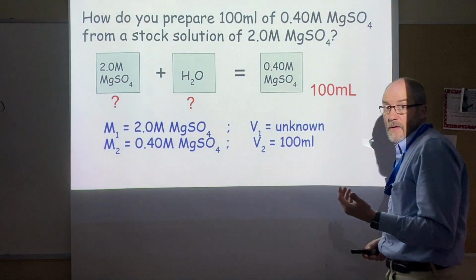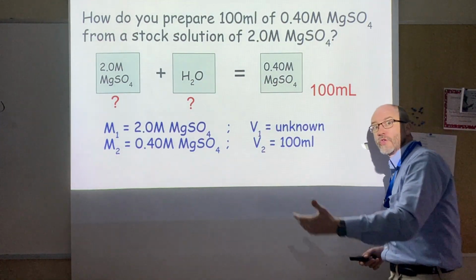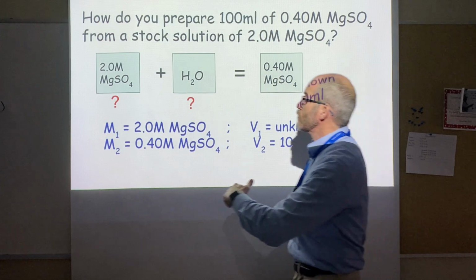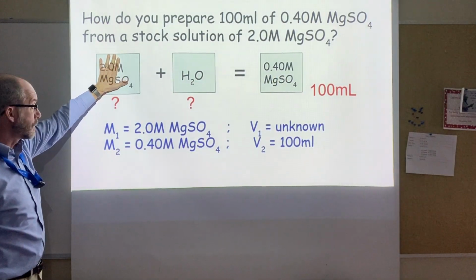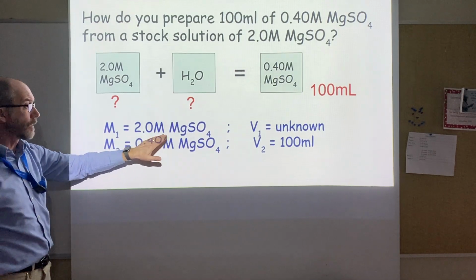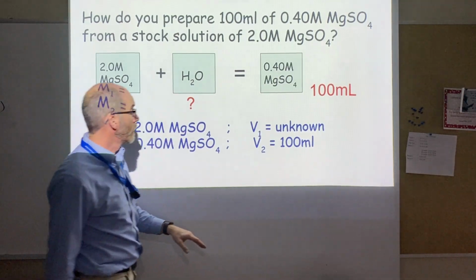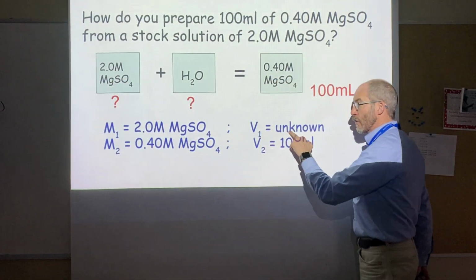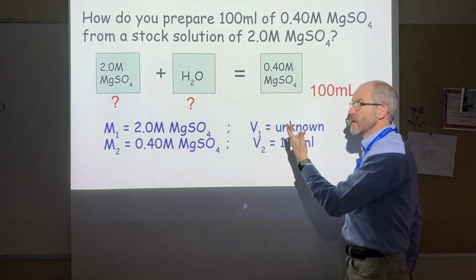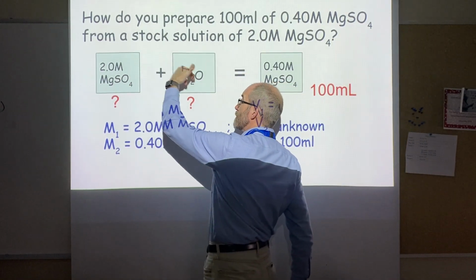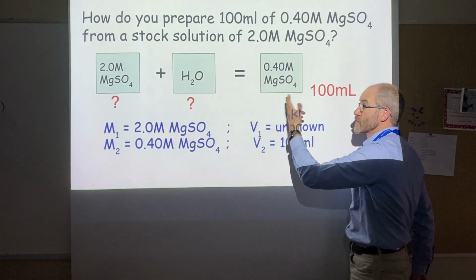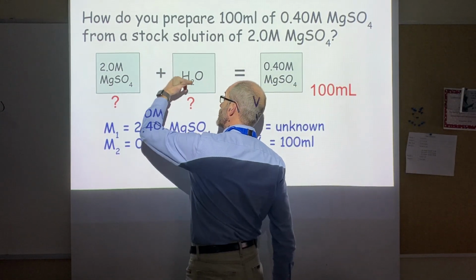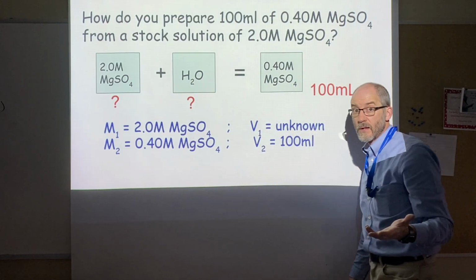So how do you do that? Well, you find what you know. You know your M1: your molarity at the beginning, the stock solution, is 2 molar magnesium sulfate. Well, why do we have unknown for V1? Because I don't know how much of that I need to put in. I know I need my total volume to be 100 milliliters, but I don't know how much of that I need to use because I haven't calculated it.